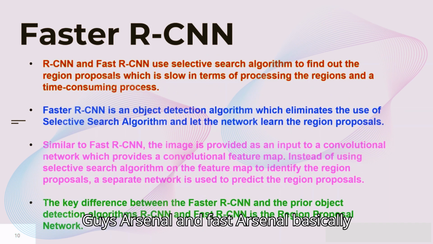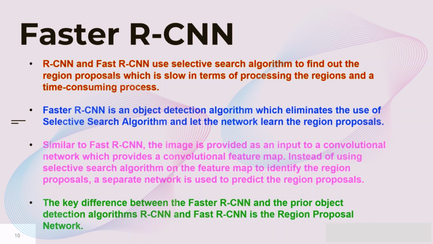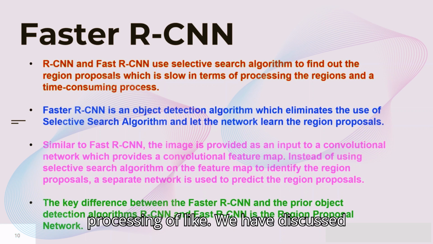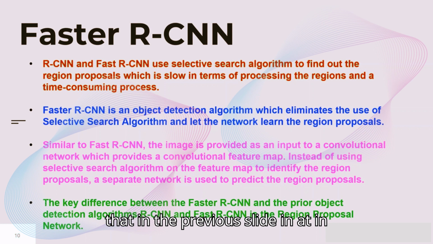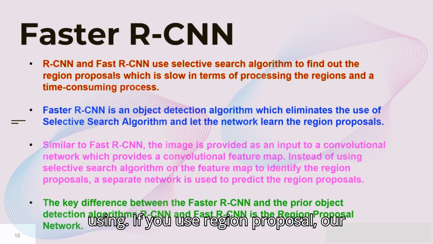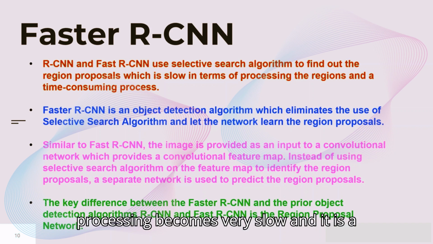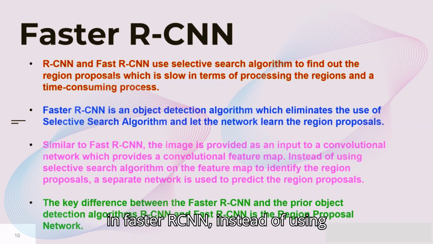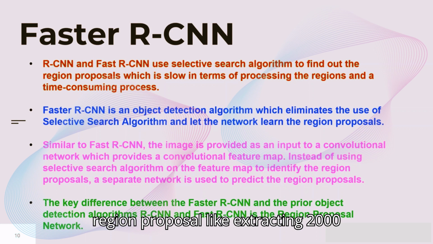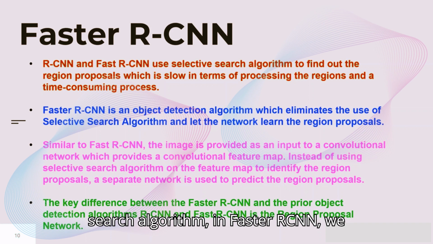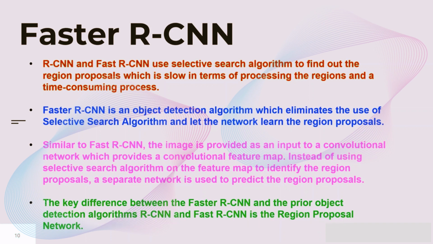RCNN and fast RCNN basically use the selective search algorithm to find the region proposals, or you can say 2000 regions in the image, which slows down the processing, as we discussed on the previous slide. In testing time, if you use region proposals, our processing becomes very slow, and it is a quite time consuming process as well. So in faster RCNN, instead of extracting 2000 regions from the images using the selective search algorithm, we don't use the selective search algorithm.